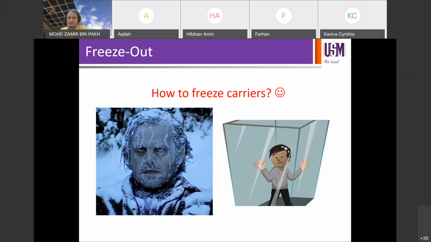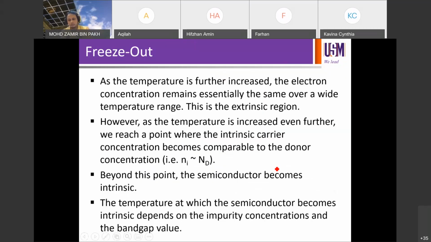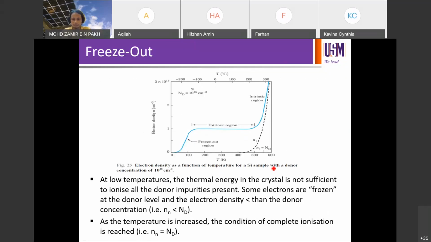Okay, doesn't matter. All right, so what's happening is you can see on this graph, figure 25. The y-axis shows electron density, and your x-axis shows temperature, from 0 to 600 Kelvin. The donor concentration in this case is 10^15.